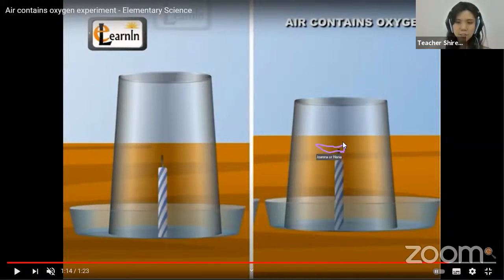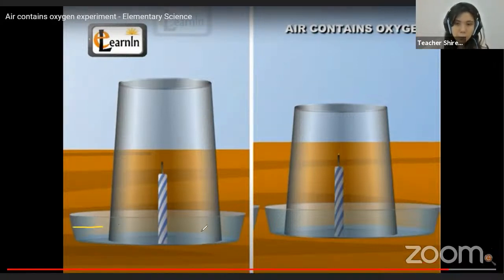Right, because it got burned. Yellow dot. What is that? That is actually the carbon. Okay, so what happened is that when originally you just put the cup over there, the water... okay, this one is without water.